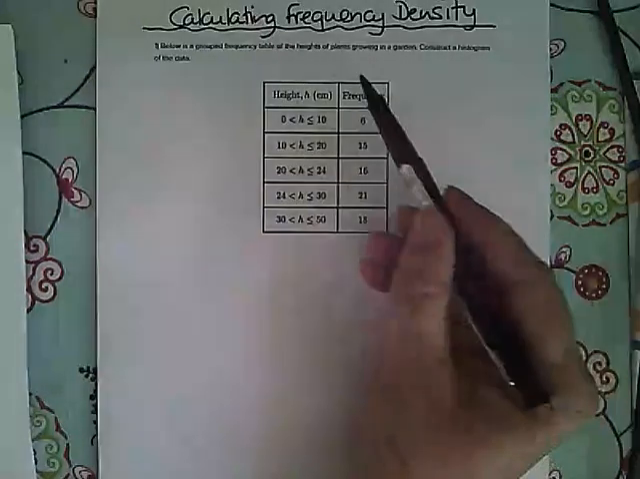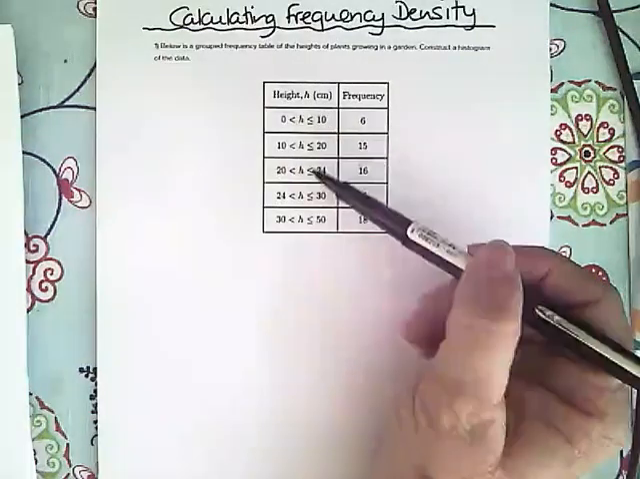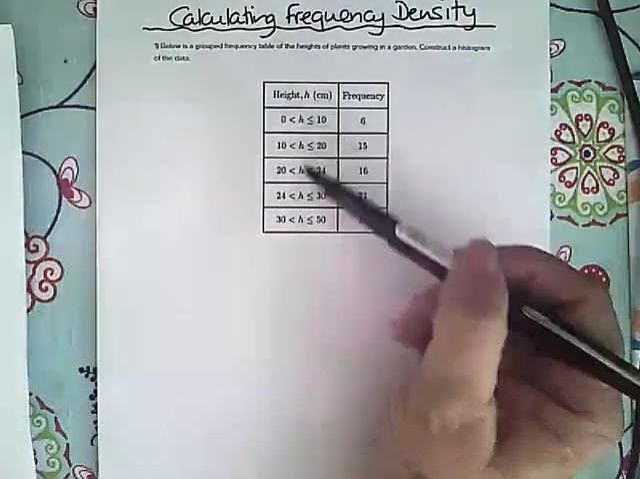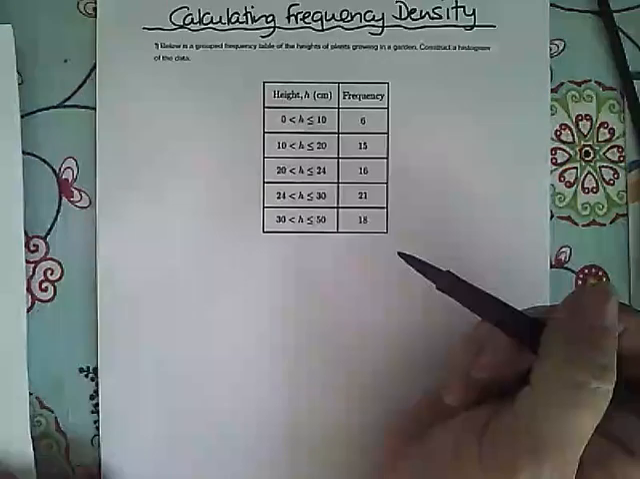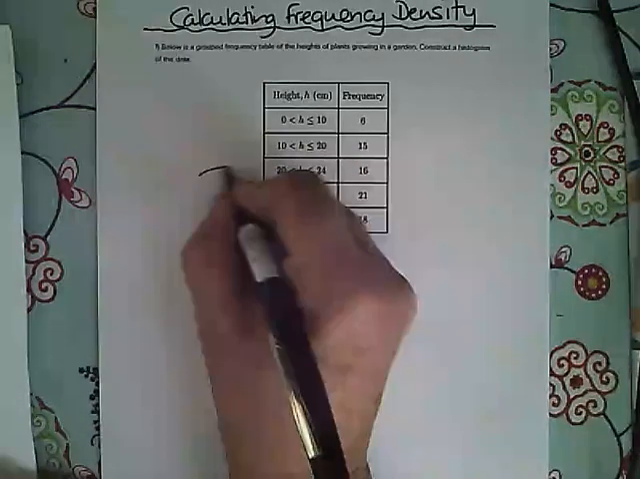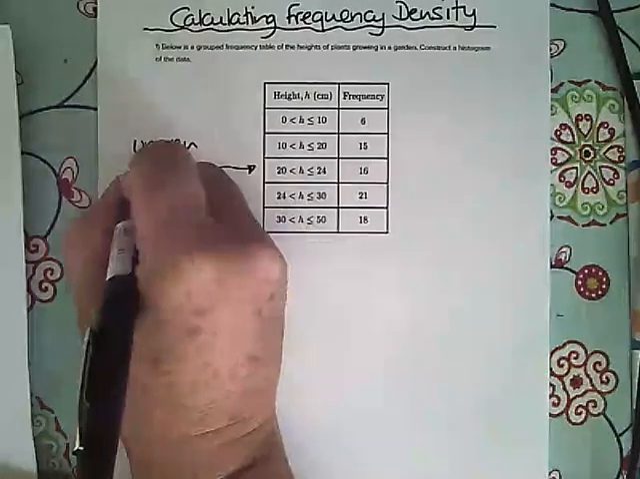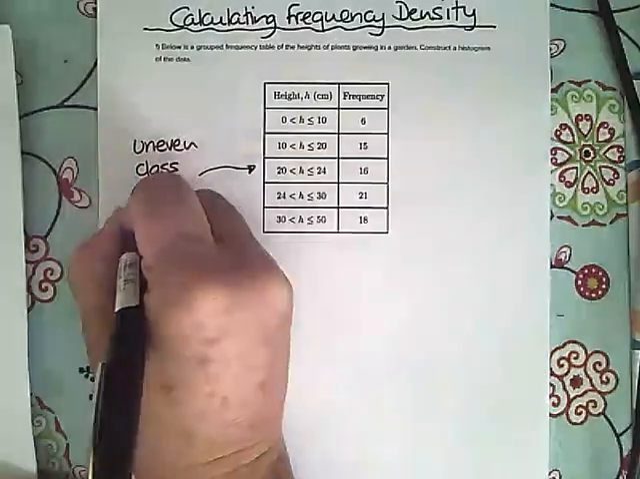So here we have a frequency table, and the main thing to notice about this frequency table is that we have uneven class widths, and that is the hallmark of when we need to construct a histogram. Okay, so uneven class widths.